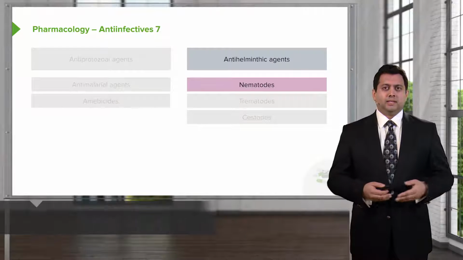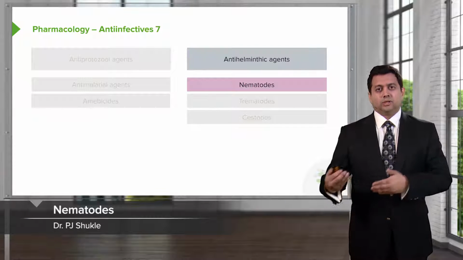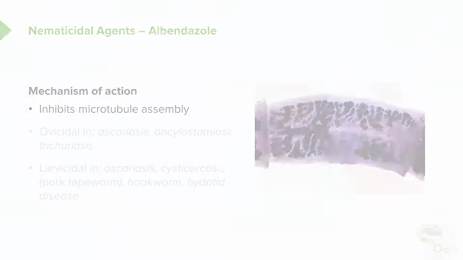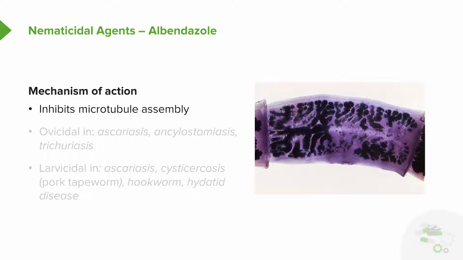So let's move on to the anti-helminthic agents. We'll start off with the nematodes. The nematocidal agents start off with albendazole. It's probably first in alphabet, but it's also first in choices. It's a very, very good agent.